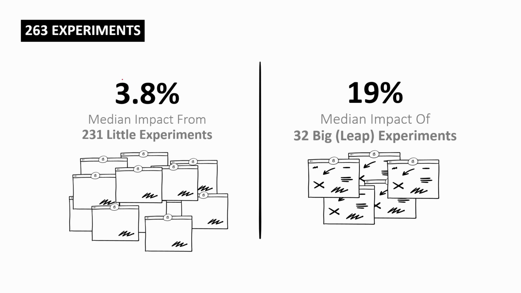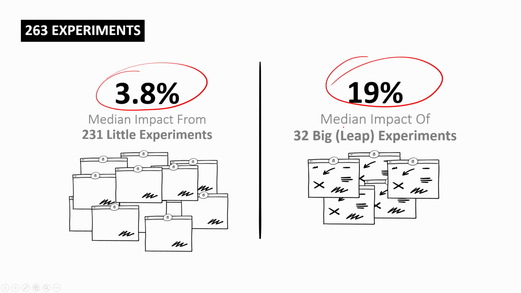When we look at the median impact from all these results, this is the number we got. Comparing that to these larger leap experiments, this is from five years' worth of larger projects where we did exactly this: larger, multiple changes in one variant. When we looked at the approximate relative effect from these 32 projects, we found that the impact was way higher, 19%. So this is our first signal that larger experiments have larger potential.